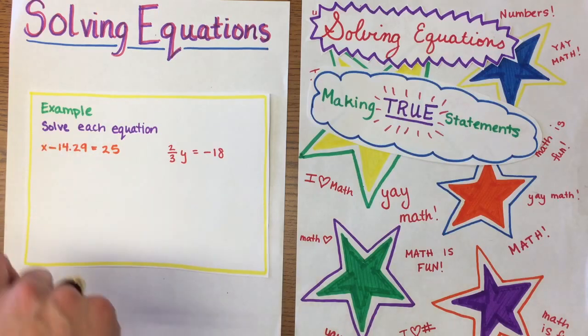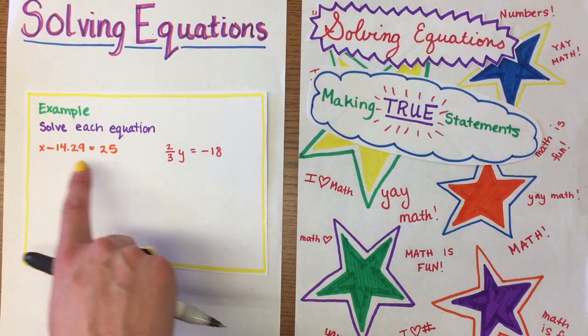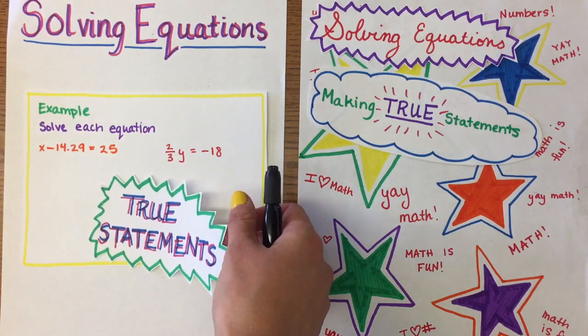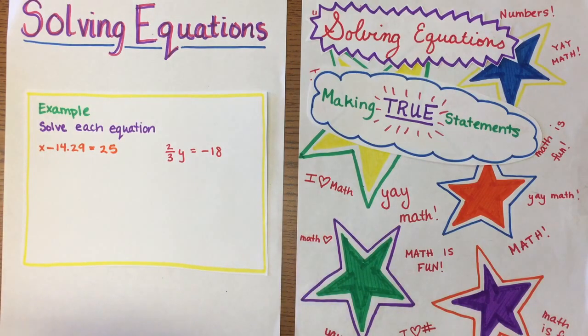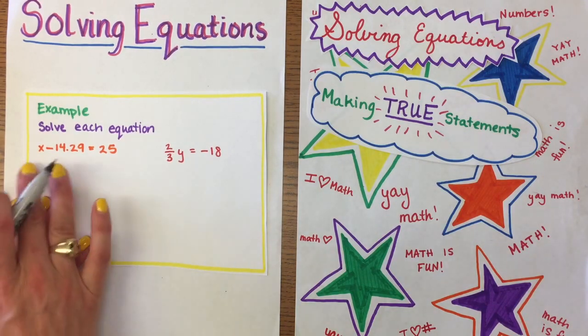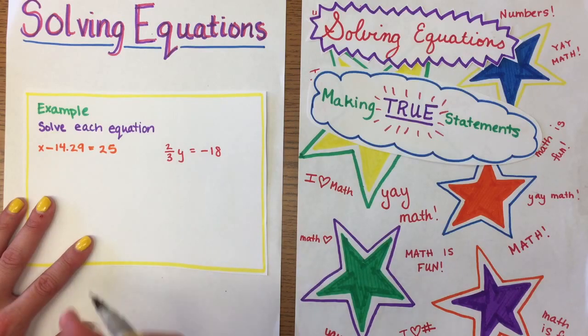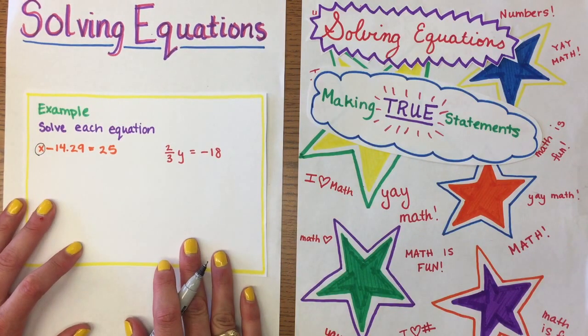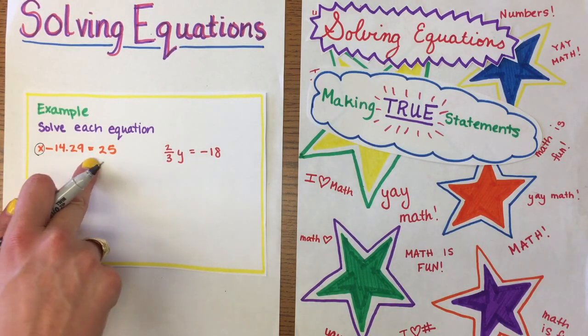When we're asked to solve an equation, we're asked to find the value of the variable that makes this statement true. We are making only true statements. We can make a lot of false statements, but there is only going to be one value of x in this problem that will make a true statement. Later in the year, or even in our next section, we might be finding more than one value of x that will make a statement true. But for right now, we just want to make a true statement.